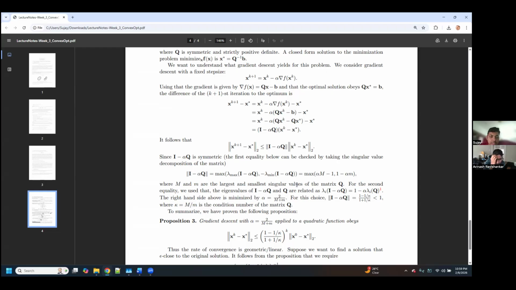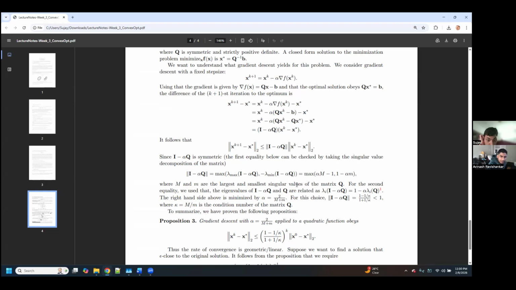And this basically tells you how to choose the alpha if you know those eigenvalue stuff. The goal is to choose the alpha. Now you can choose that if you know the capital Q matrix and its eigenvalues, then alpha is 2 over the sum of the max and the minimum eigenvalue. Got it.